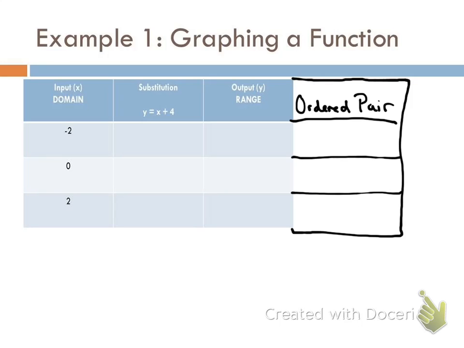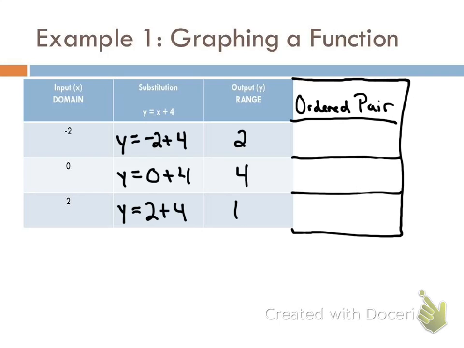Okay? So we take the input, we plug it into the function. Remember, we talked about the function as being a machine. You take the input, plug it into the function, and whatever number you get out of it, that's your output. So plug in -2 into the function, and what's going to be your output? 2. -2 plus 4 is 2. Y equals 0 plus 4. What's 0 plus 4? 4. Y equals 2 plus 4. What's 2 plus 4? 6.